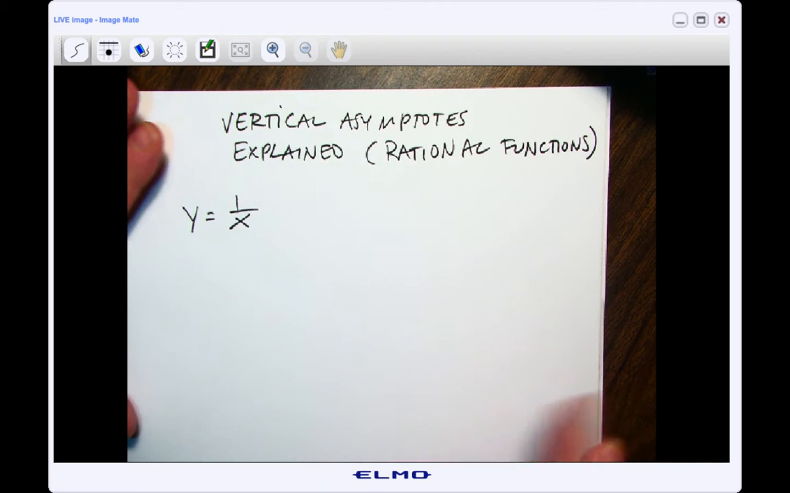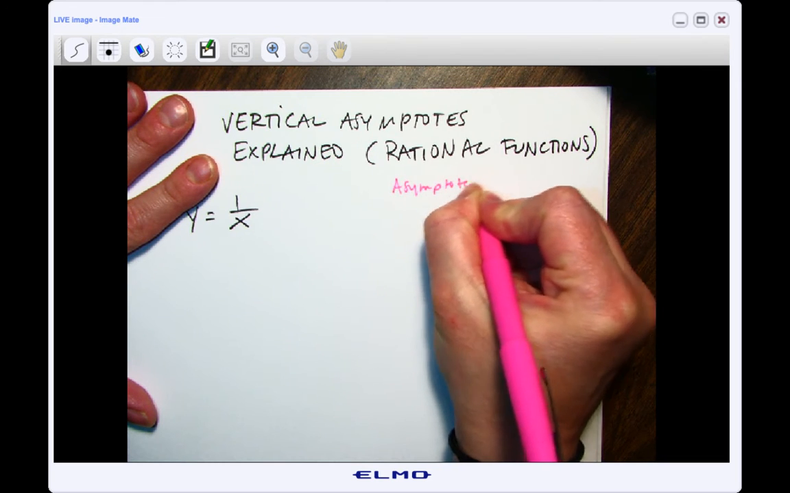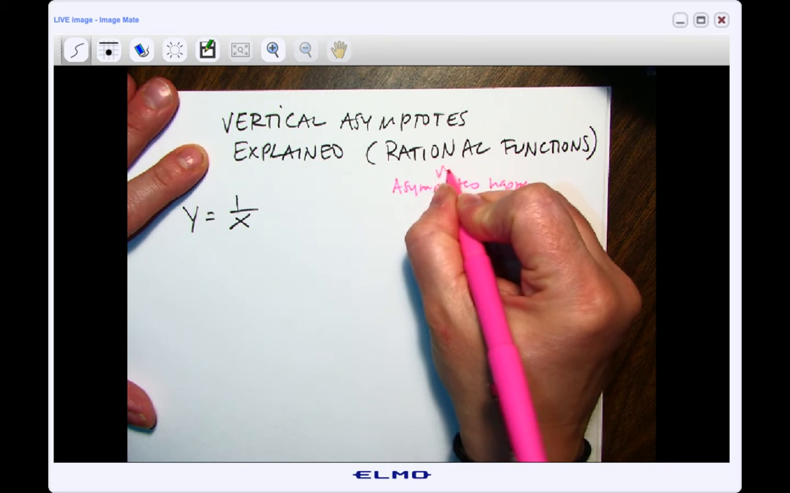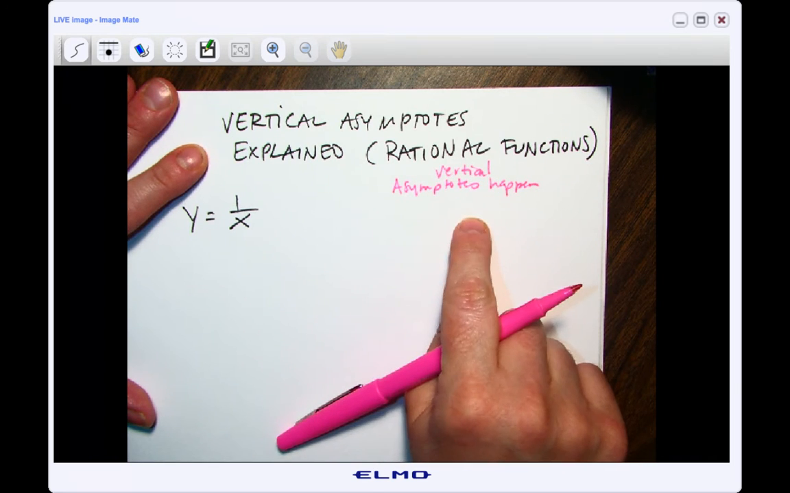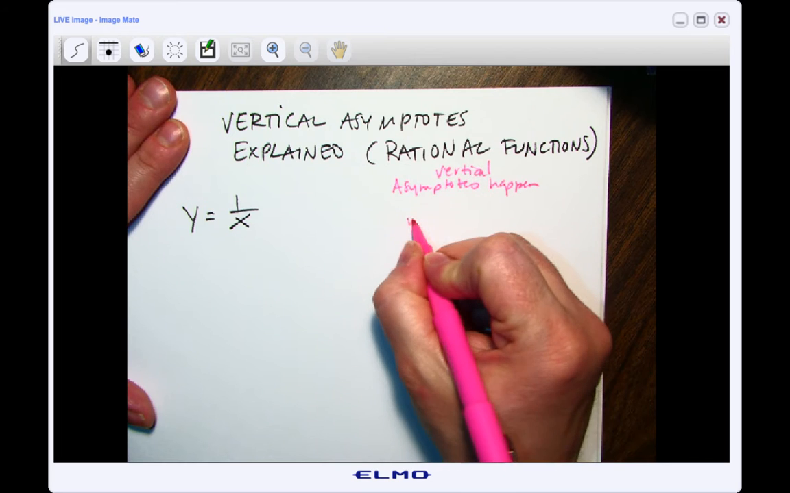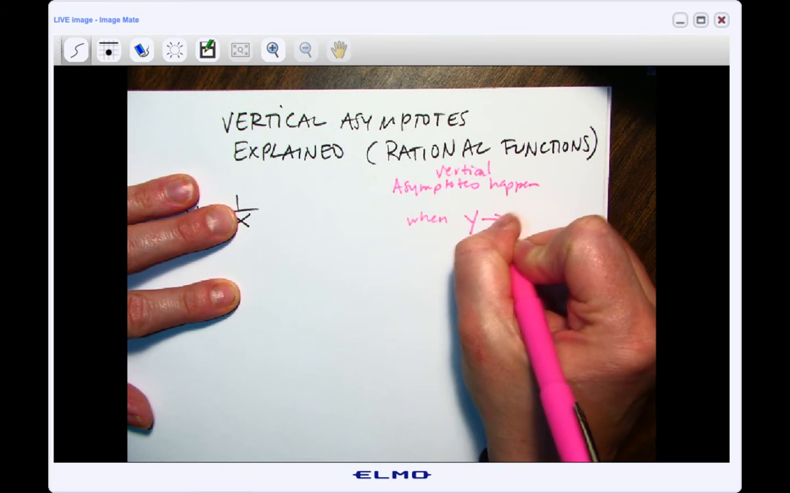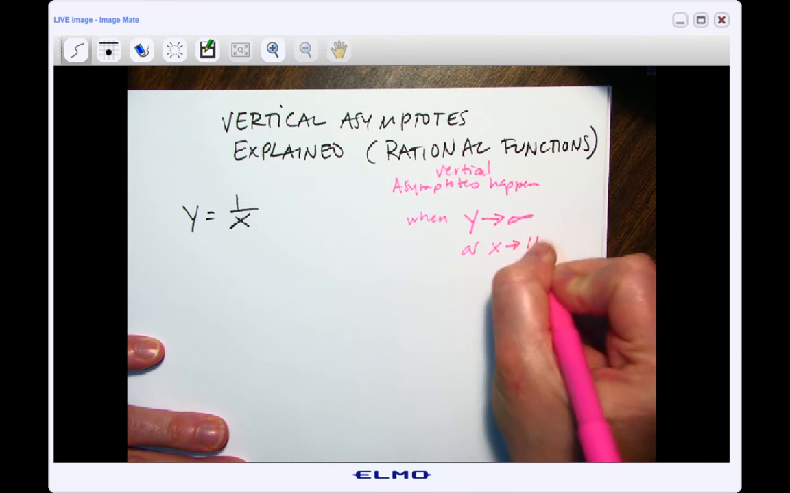So, an asymptote happens, well, let's say vertical. Let's stick with vertical. We'll do all vertical in this video. So vertical asymptotes happen when y gets really close to infinity as x gets close to a number.